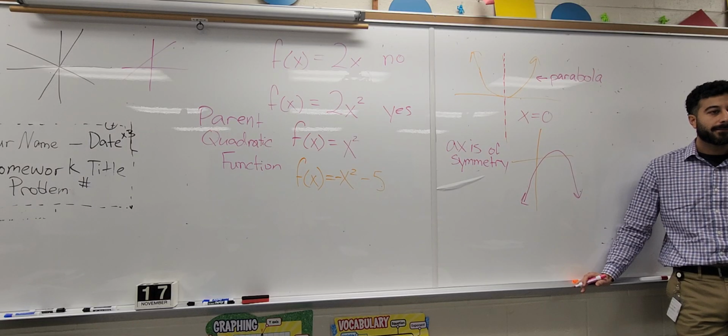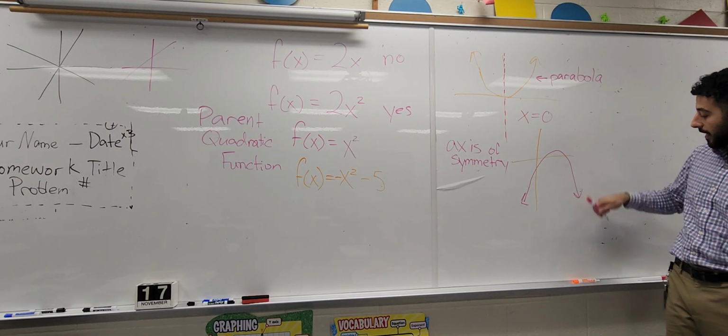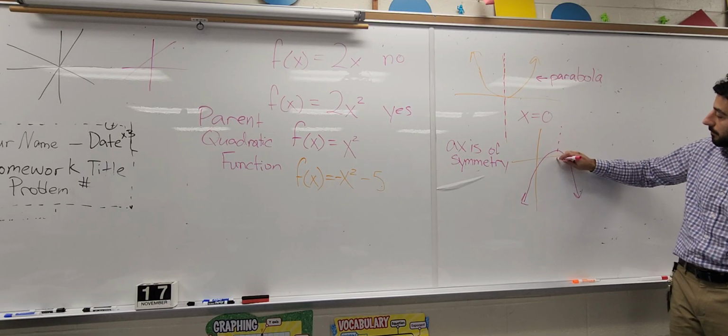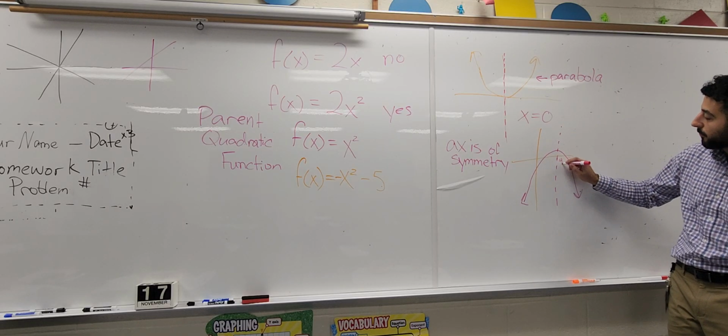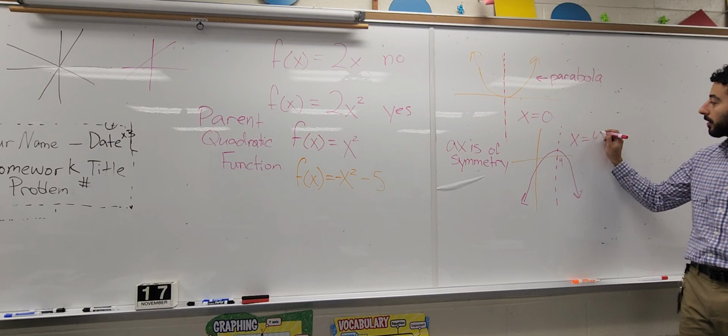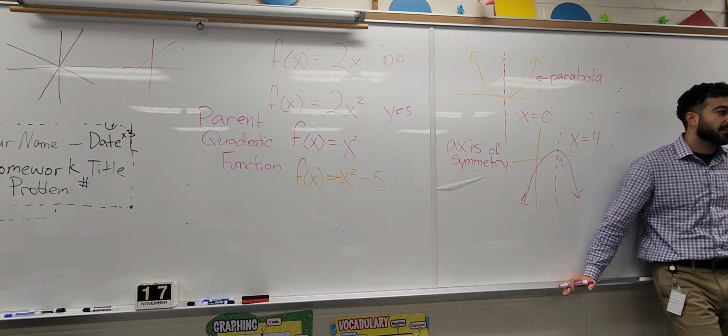Like x equals 4. X equals 4, I'm cool with that. X equals 4, yeah. So we'll just say that's a value of 4 here. X equals 4. Okay, that's how you find the axis of symmetry.